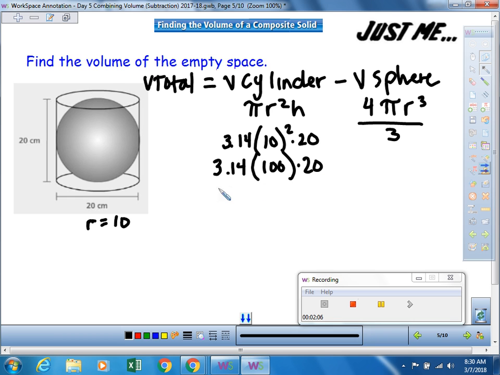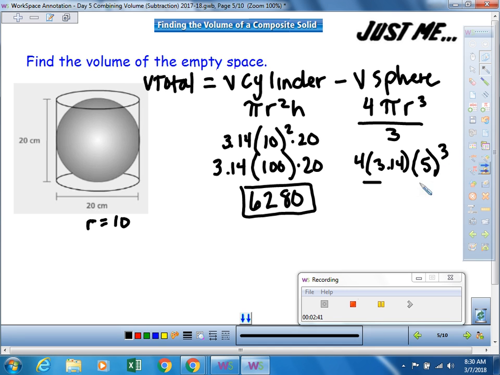All right, so 3.14 times 100 times 20. 6,280. So that's for the cylinder. And then the sphere is 4 times 3.14 times. It's going to have the same radius because it takes up the same width. So 5 cubed over 3, or divided by 3.